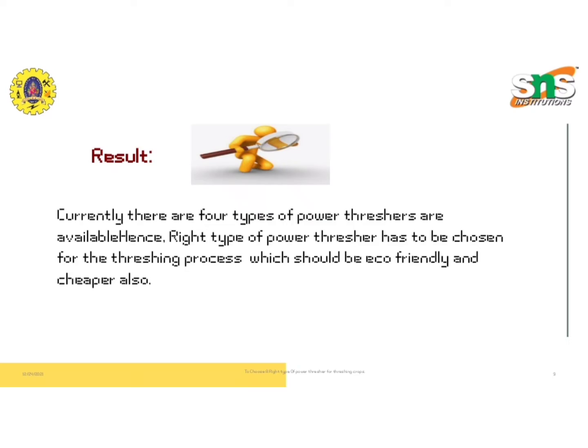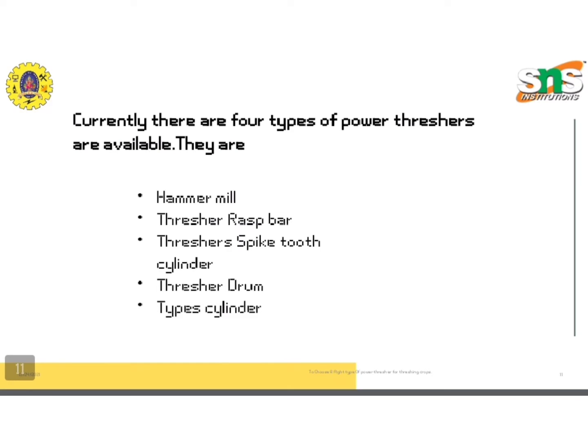Then coming to the result. Currently there are 4 types of power threshers available. Hence the right type of power thresher has to be chosen for threshing crops, which should be eco-friendly and cheaper also. The 4 types are hammer mill, thresher grasshopper, thresher spike tooth, and thresher drums and type cylinders.